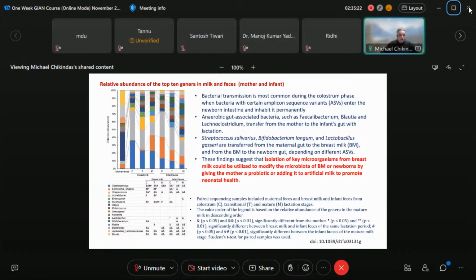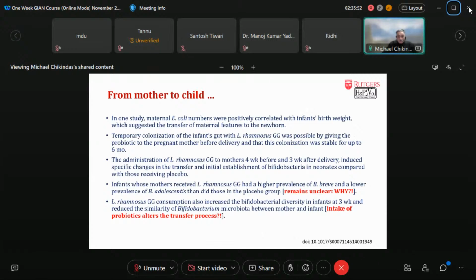Not to mention, that those infants who are on artificial dietary supplements, these formulations nowadays also contain often probiotic bacteria. Some studies, some examples. Okay, for instance, in one study, maternal E. coli numbers correlated with infant's birth weight, suggesting the transfer of features from the mother to the child.